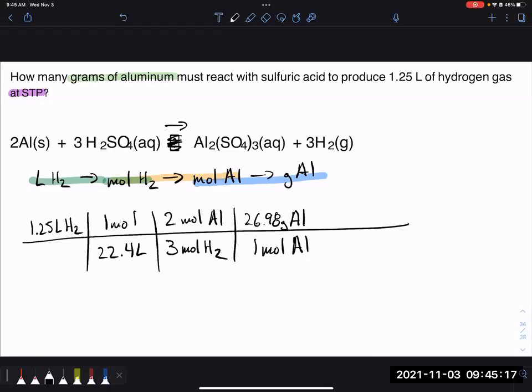Ooh, he worked this one out ahead of time. So that's going to be 1.00 grams of aluminum. Just almost exactly 1.